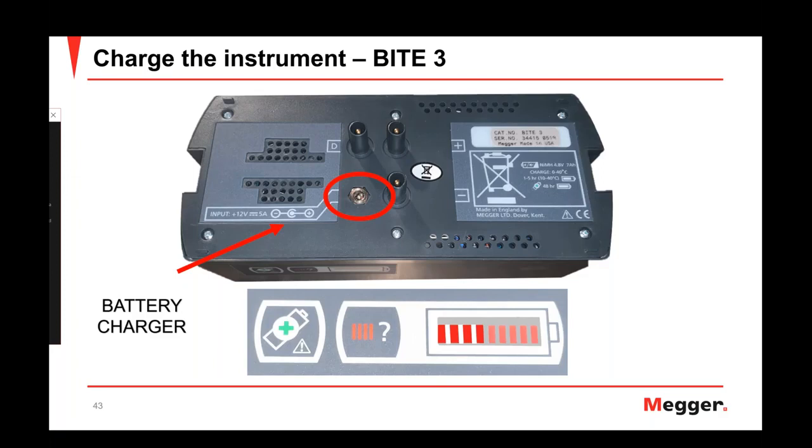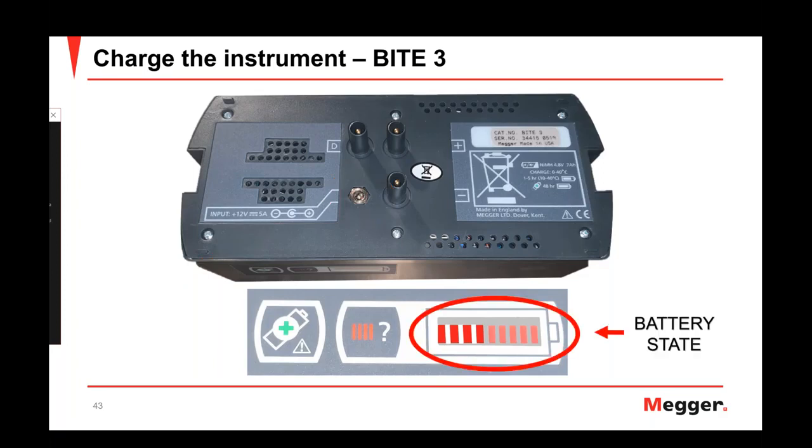Then we're going to use the indicator on the side of the battery to show us what the state of the charge is of that battery. Now, if you want to slow charge the battery, all you have to do is press the green battery button here.